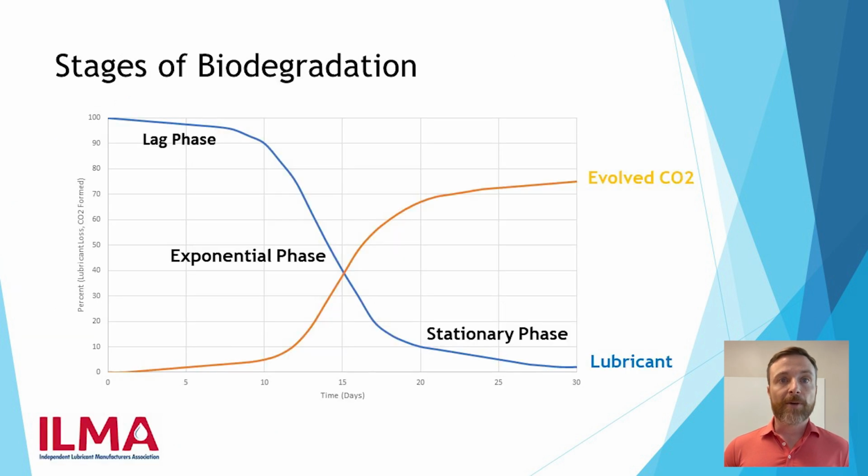The aerobic biodegradation process can be simulated well in a lab and usually involves three key stages: the lag phase, the exponential phase, and the stationary phase. During the lag phase, the microorganisms are adapting to the new environment. The exponential phase involves rapid growth and replication of the organisms as they consume the lubricant as fuel. The final stationary phase results from the depletion of biodegradable material, resulting in microorganisms going dormant or dying off.